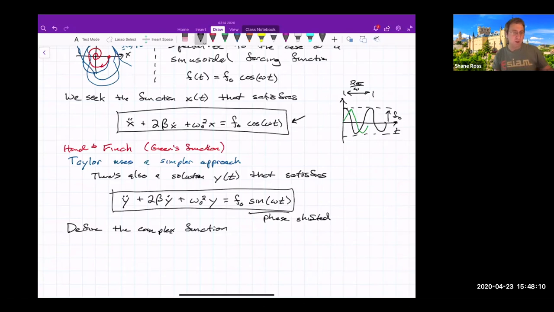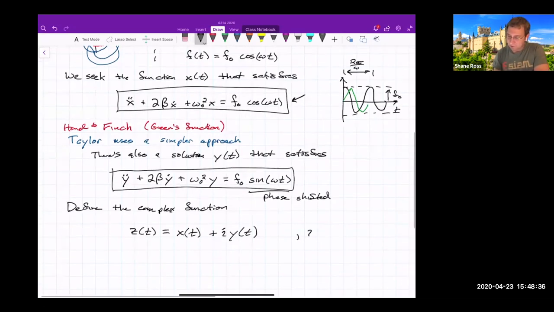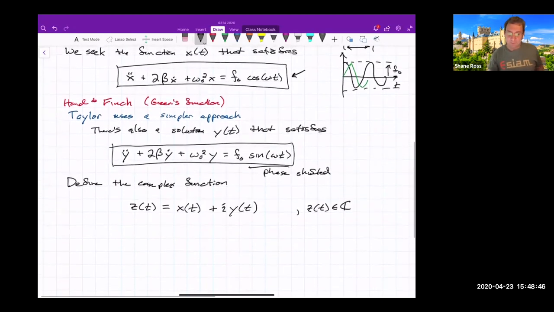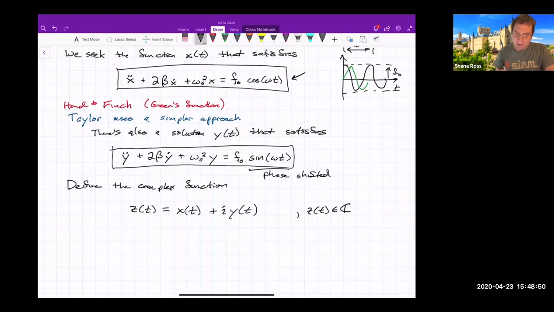And often I'm opposed to doing anything that's complex, just because I get confused with the imaginary stuff, but it actually simplifies things here. So we're going to define this complex function z of t, which is x, that's the real part, plus i y of t. All right, so that's cool. So z is going to be a complex number. x is the real part, y is the imaginary part. We multiply this equation for y by i and collect the terms.